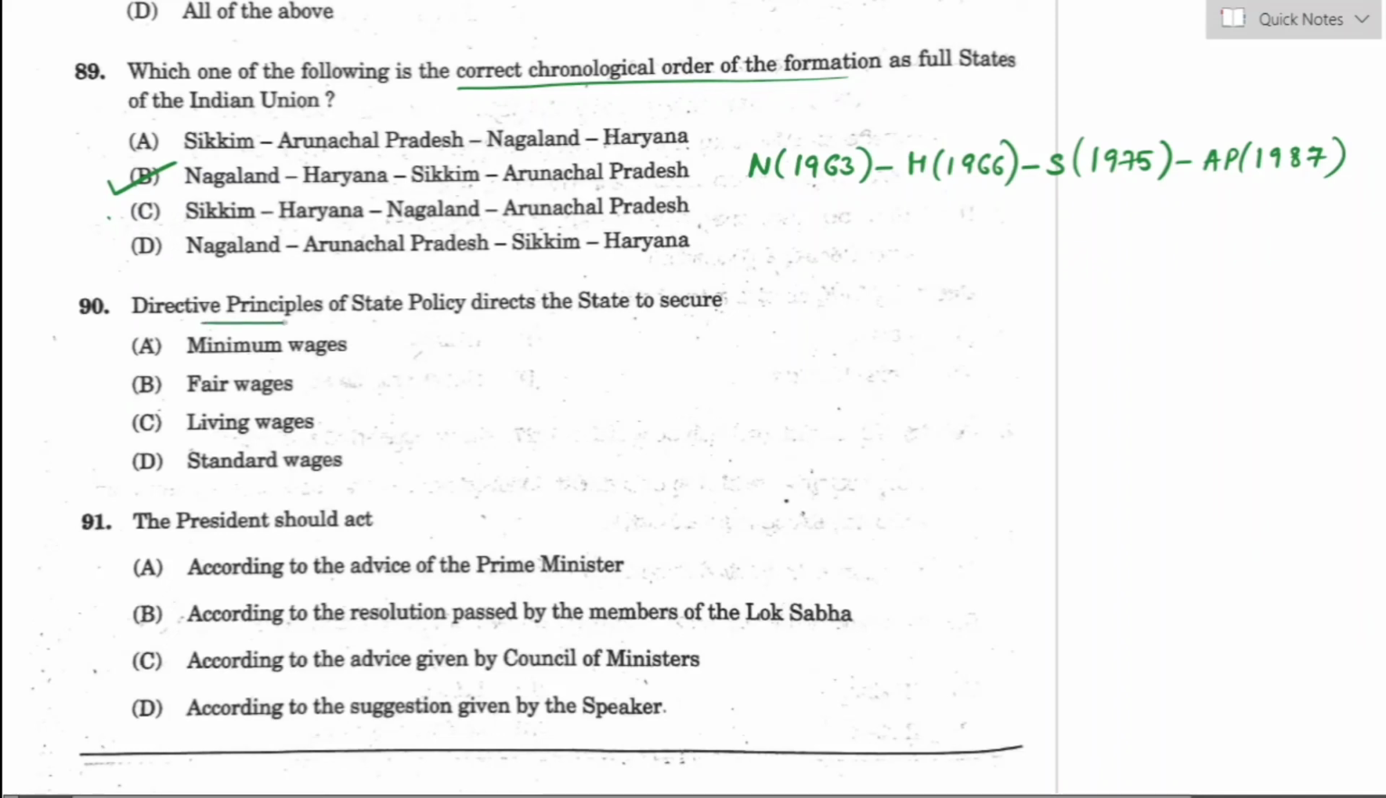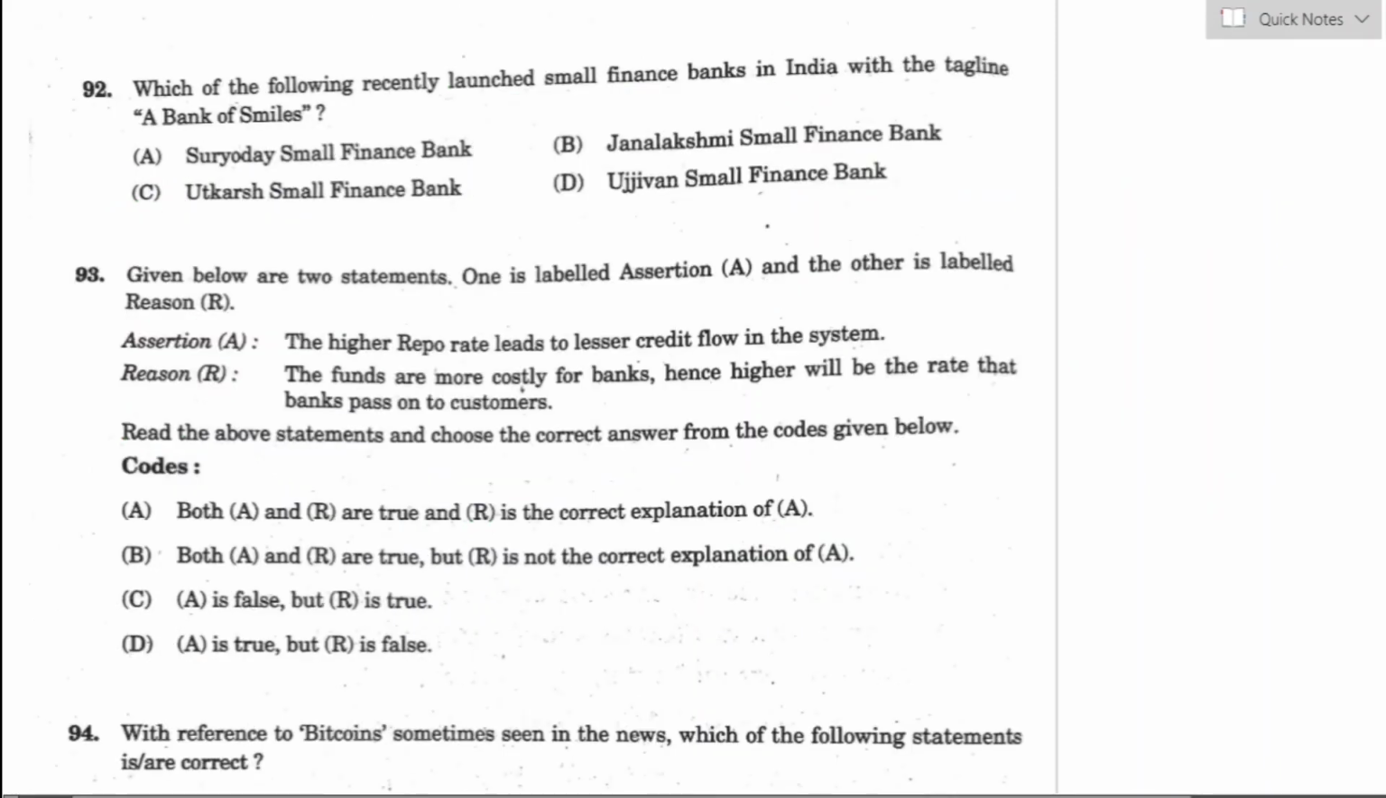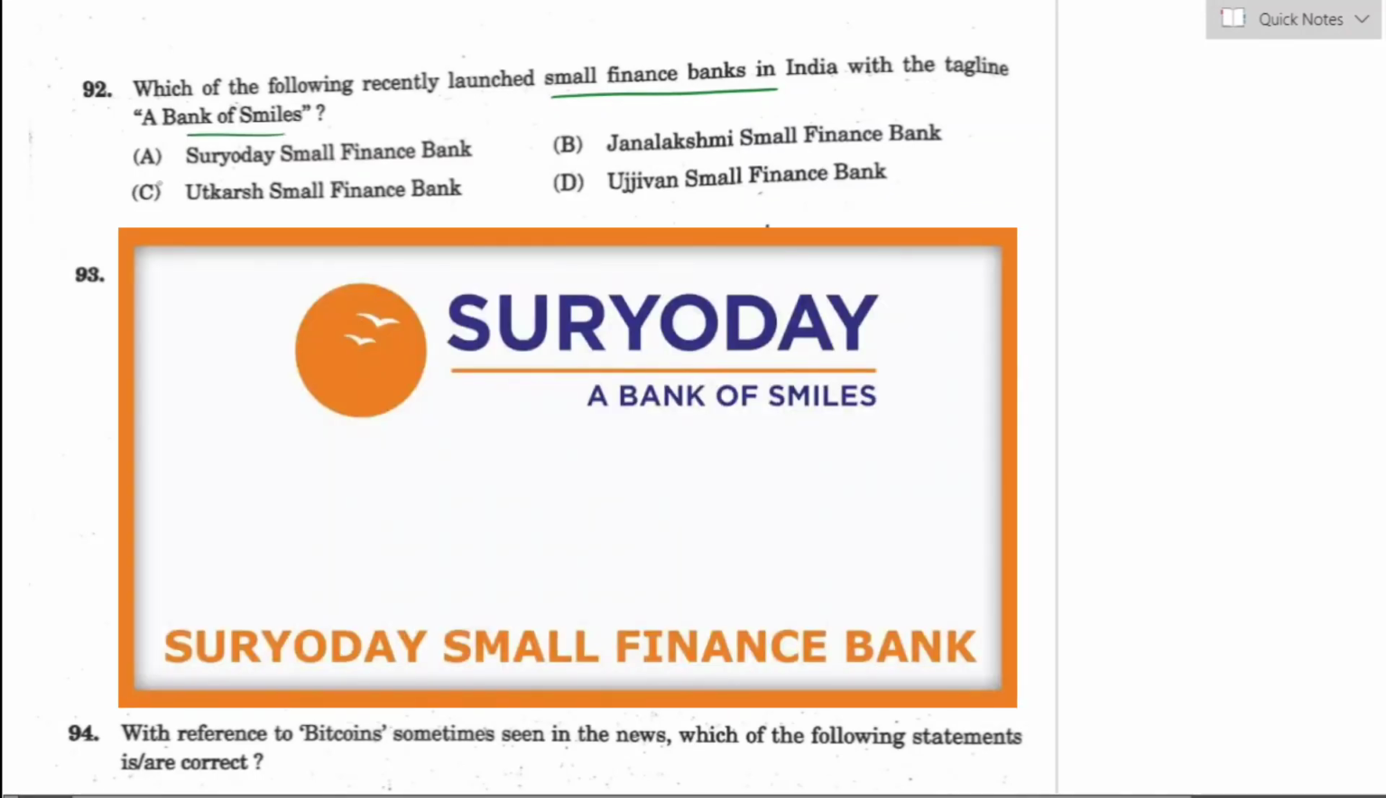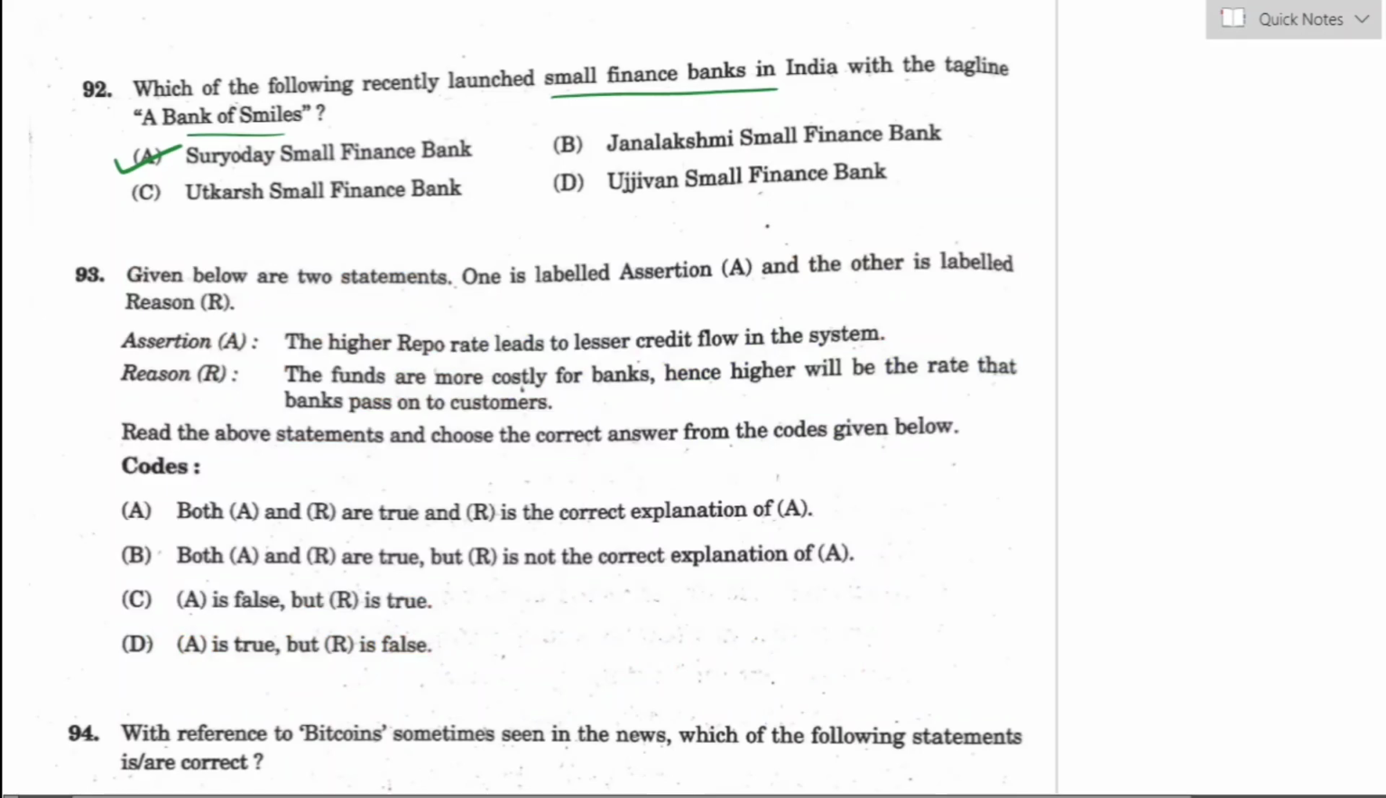Question number 90. Directive Principles of State Policy direct the state to secure living wages. Option C is the right answer. Question number 91. The president should act according to Article 74 on the advice given by the Council of Ministers. Option C is the right answer. Question number 92. Which of the following recently launched small finance banks in India has the tagline "A Bank of Smile"? Option A is the right answer, Suryodaya Small Finance Bank.